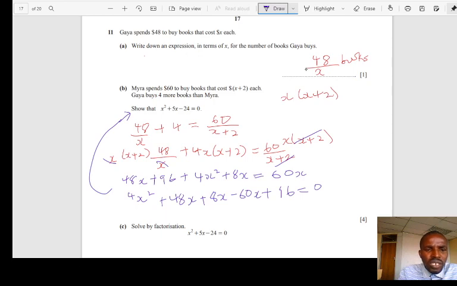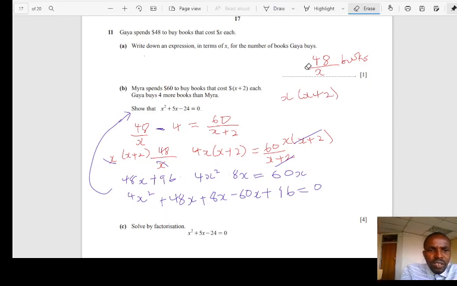Then it will be x into x. So it's 48x plus 96 is equal to, the thing is, Gaia buys 4 more books, which means if you say Myra plus 4, then you get Gaia's books here. So the error is here. We are supposed to put minus here. So this one is supposed to be minus, then this one is supposed to be minus here. Let me correct this error right away.